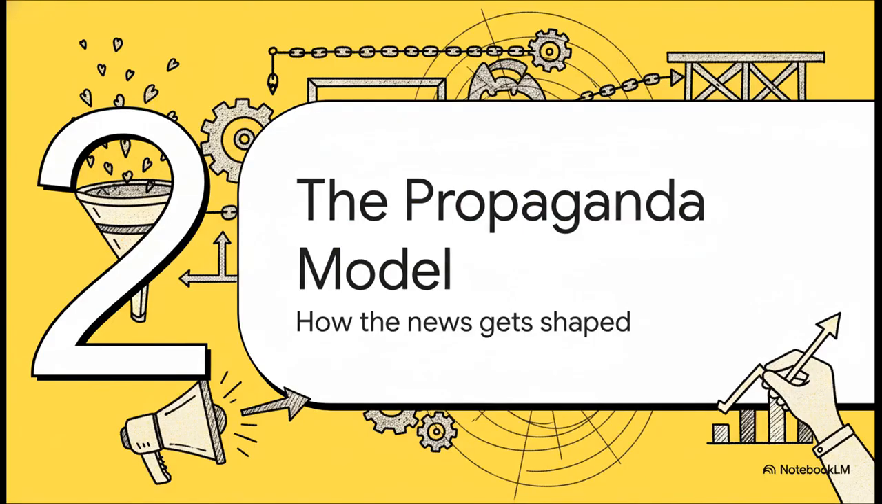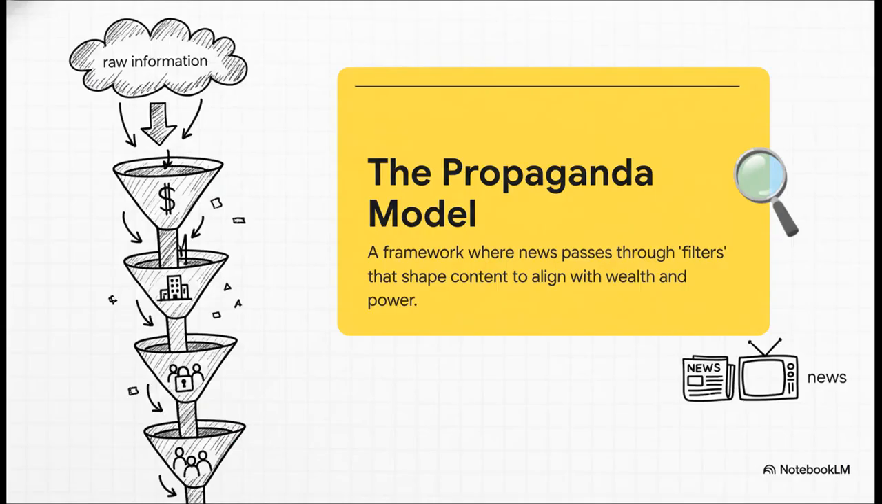So, to try and answer that big question, the authors came up with a theory. They call it the propaganda model. And it's basically a framework to help us understand these subtle structural forces they're talking about. Let's look at the actual definition here. The key idea is that raw information, all this stuff happening out in the world, doesn't just magically become the news. The book argues that it first has to pass through a series of 5 distinct filters.